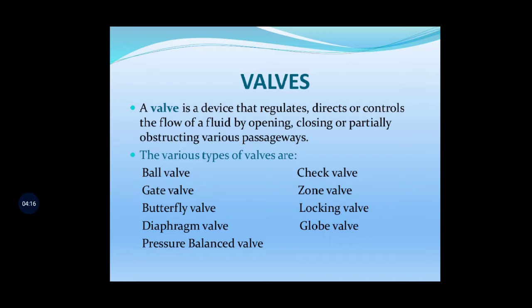Then the next type of plumbing fixtures is valves. A valve is a device that regulates, directs, or controls the flow of fluid by opening. When you want to direct and control the entire plumbing work, then you need valves, because the fluids through all these pipes are controlled by the valves only. So the statement indicates that a valve regulates, directs, or controls the flow of fluid by opening, closing, or partially obstructing various passageways. There are different valves used.